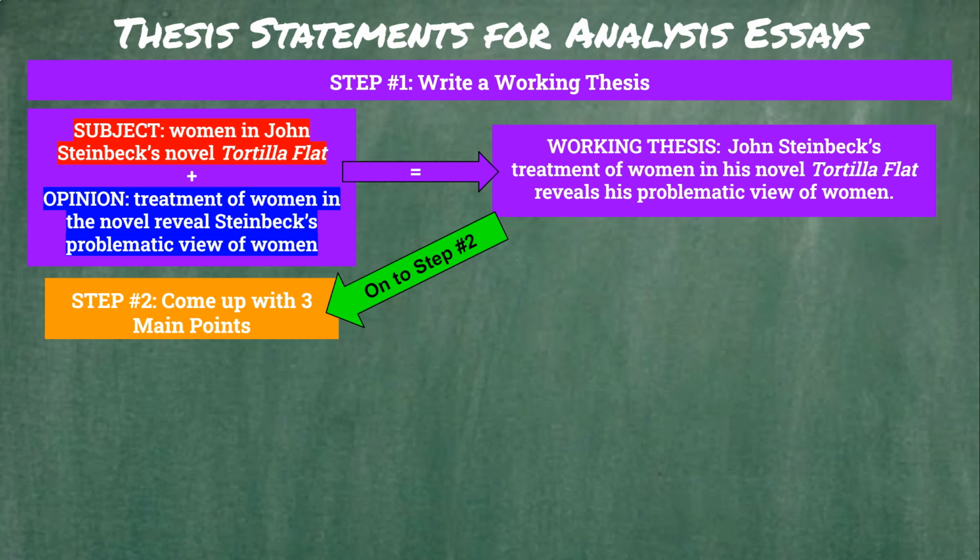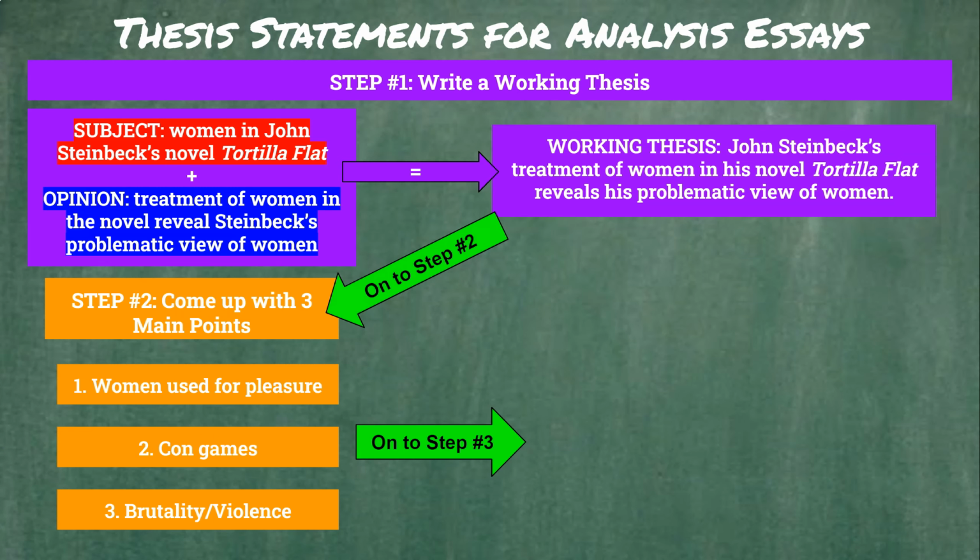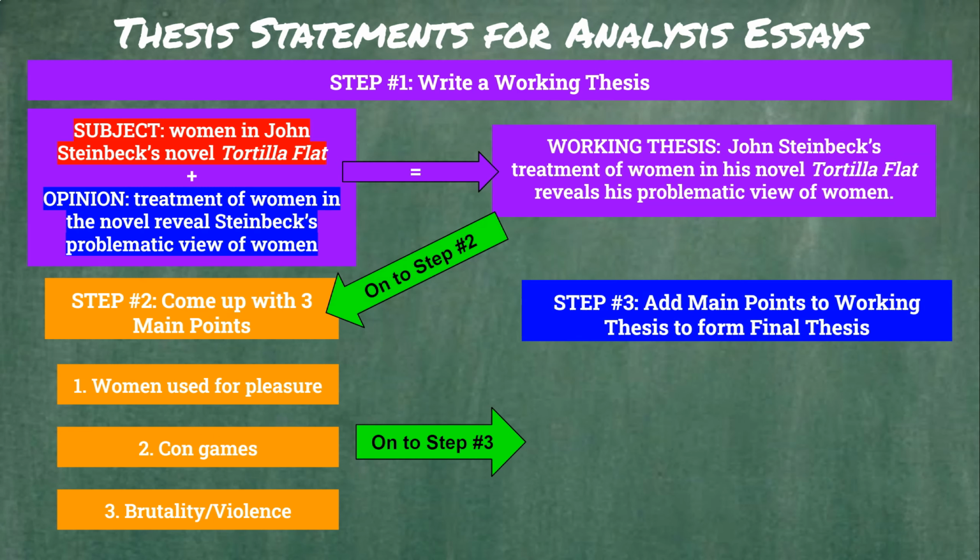So, for our main points, let's look at how the men only use the women for pleasure, con games, and were sometimes violent towards them. Notice that we have kept our main points broad so we can get to specific examples in the body paragraphs of the essay. Now, moving on to step number 3, we need to add these 3 main points to our working thesis and fine-tune the wording to arrive at our solid final thesis.